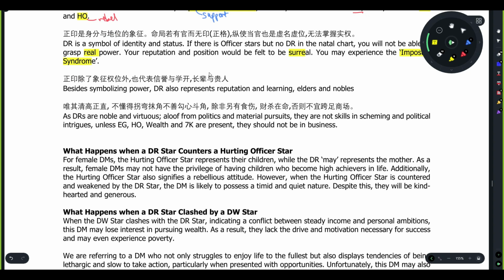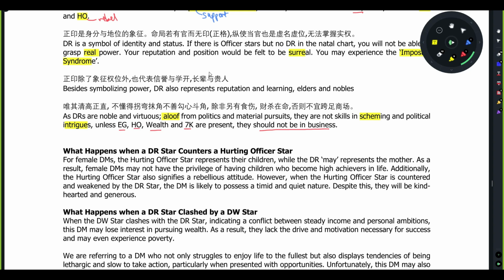Now, I did mention earlier that direct resource people are aloof when it comes to politics. They don't have the necessary skills in scheming and in playing politics. And so that is where direct resource people without strong wealth, without strong 7K, eating god or hurting officer, they should not be in business. So that is where one of the very common questions that people tend to ask Pakcik readers would be, can I do business? And so that's why generally, direct resource structure, the answer is more often than not, no.